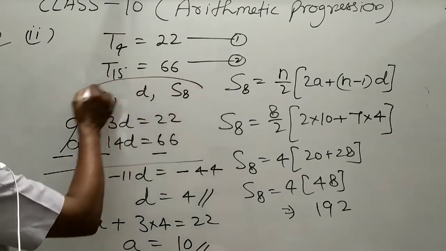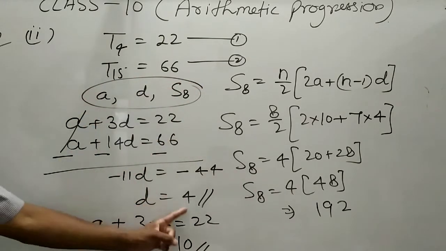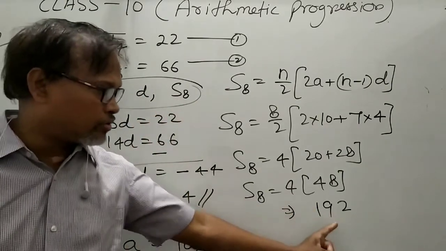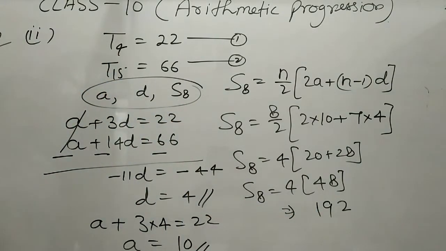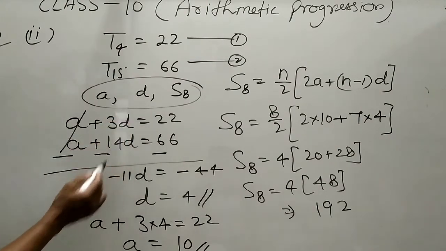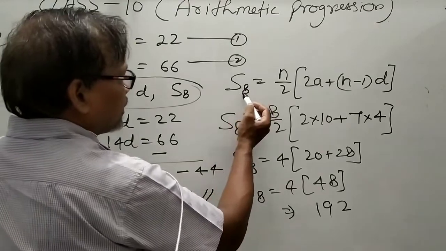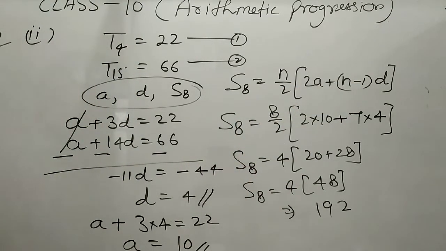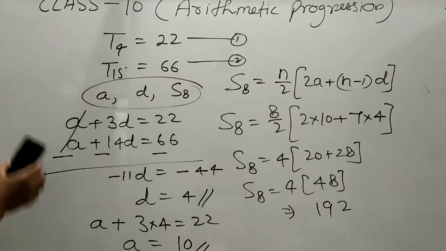That is, A is equal to 10, D is equal to 4 and S8 is equal to 192. So only 2 formulae: A plus n minus 1 into D, that is one formula, and the second formula Sn is equal to n by 2 into 2A plus n minus 1 into D. So that is very easy. You can solve the related questions on your own also.